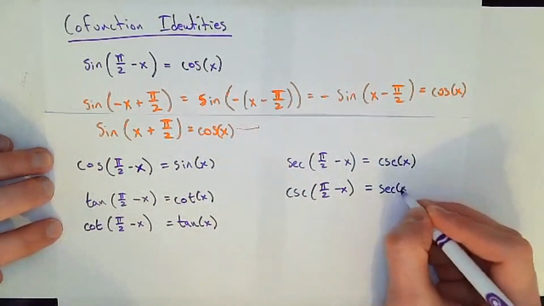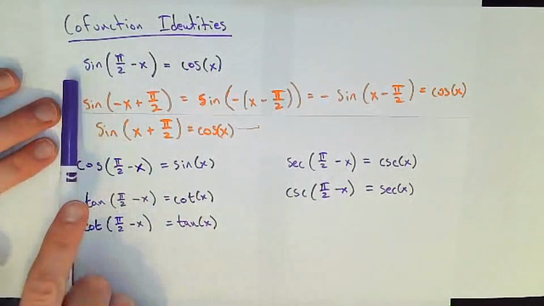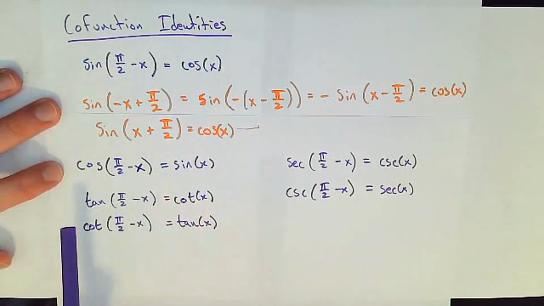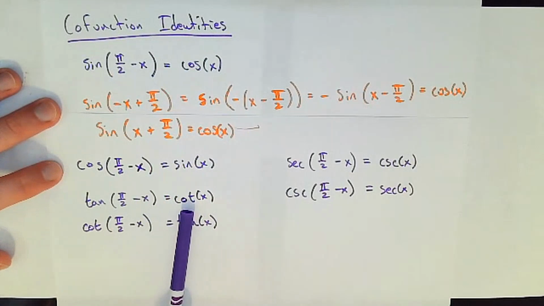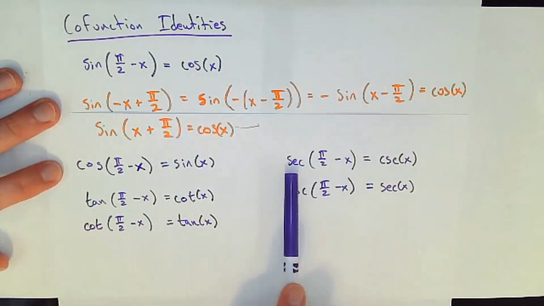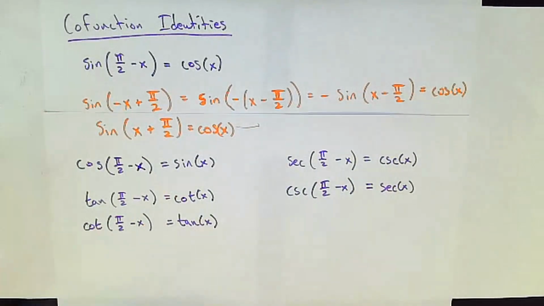Here we go. So here's how we relate the trig functions to their cofunctions. Just in case that's not clear, the sine function is a cofunction to cosine and vice versa. The tangent function is a cofunction to cotangent, and the cotangent is a cofunction to tangent. And the same relationship holds for secant, cosecant, cosecant, secant.